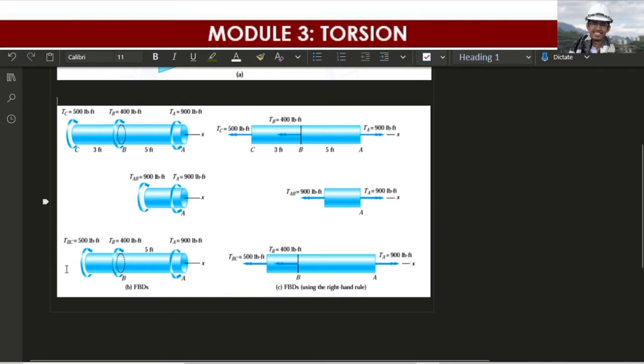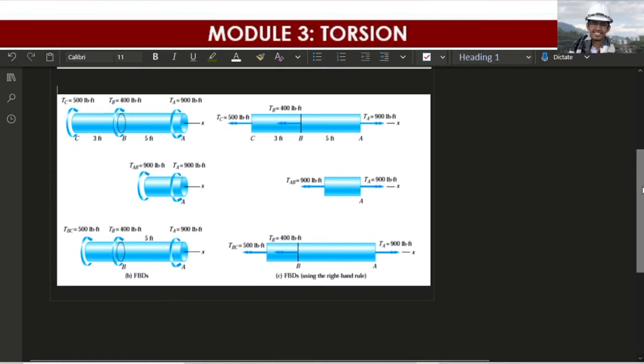Therefore, our torque at BC will be 500 pound-feet acting clockwise, okay, in segment BC. So here we are using the right hand rule, no? With the right hand rule, where your right thumb points, the rotation, when counterclockwise, is positive, okay, and when clockwise, is negative. Okay, so let us continue.